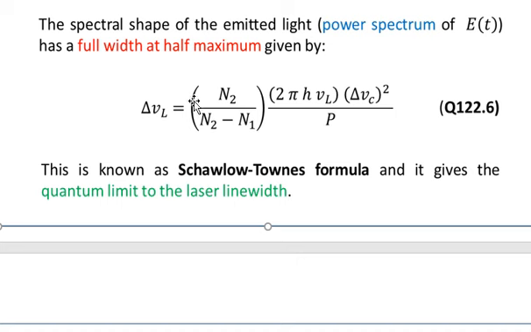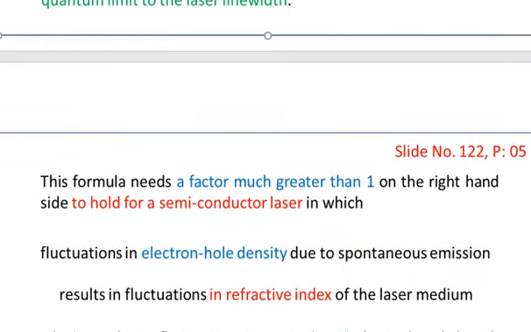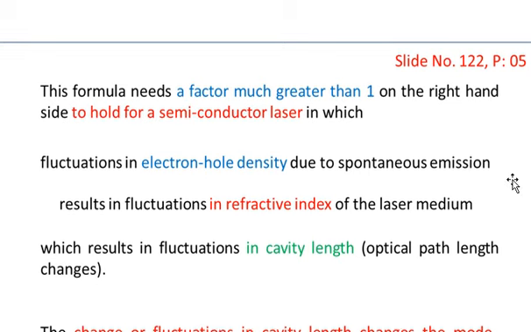Now we are going to talk about another coefficient, alpha square, to be present over here for a laser, for example a semiconductor laser. This formula needs a factor much greater than 1 on the right hand side to hold for a semiconductor laser, in which fluctuations in electron hole density due to spontaneous emission result in fluctuation in the refractive index of the laser medium, which results in fluctuation in the cavity length.